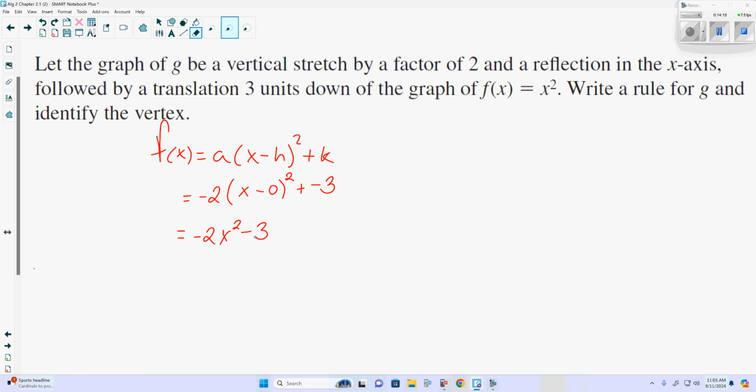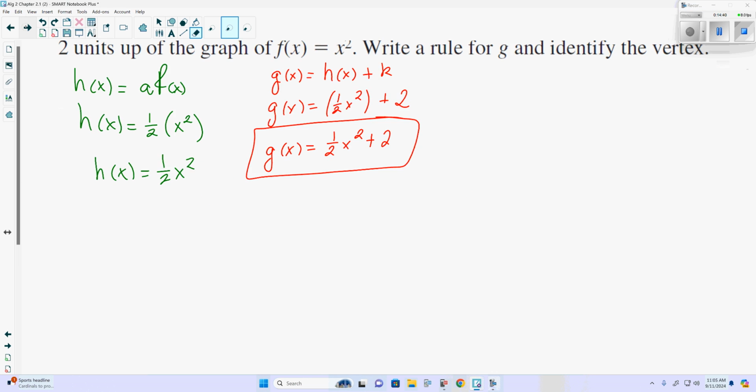Because if we switched any of these and put the translation 3 units down first, we have to apply that factor of 2, that vertical stretch, to the negative 3, which would change it to 2x squared minus 6. So, there are some ways that work nicer, but this here only works in this way.